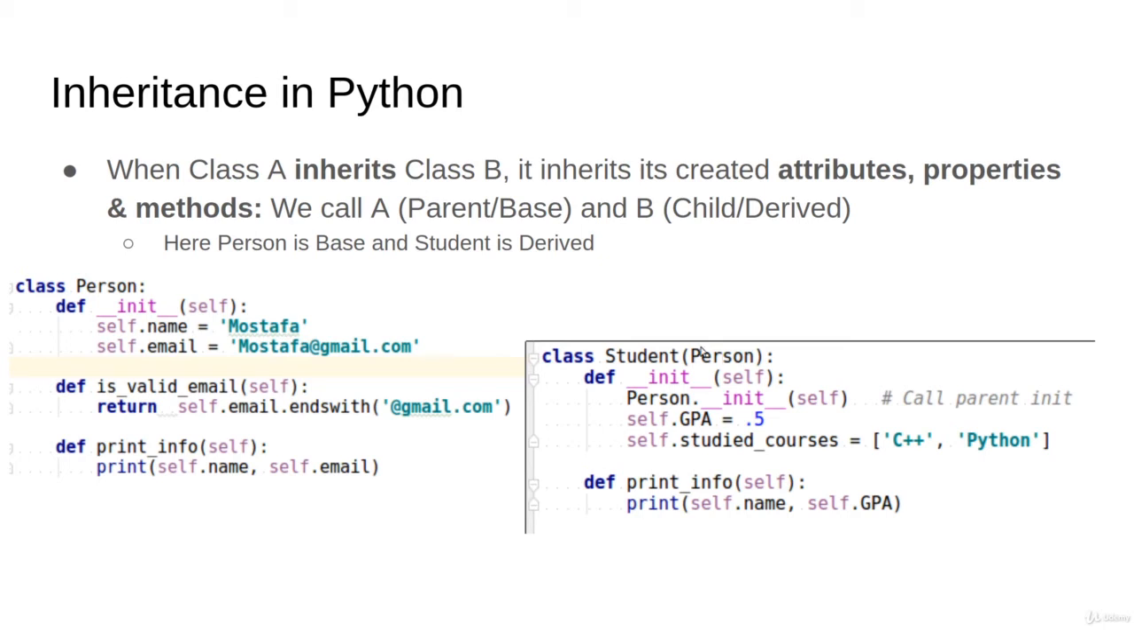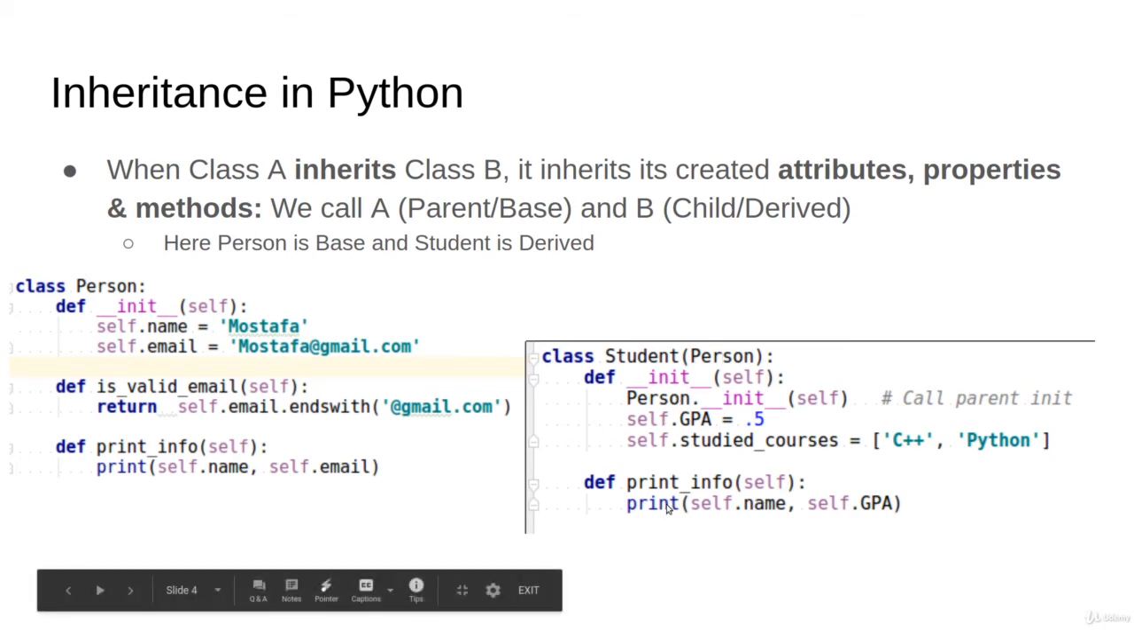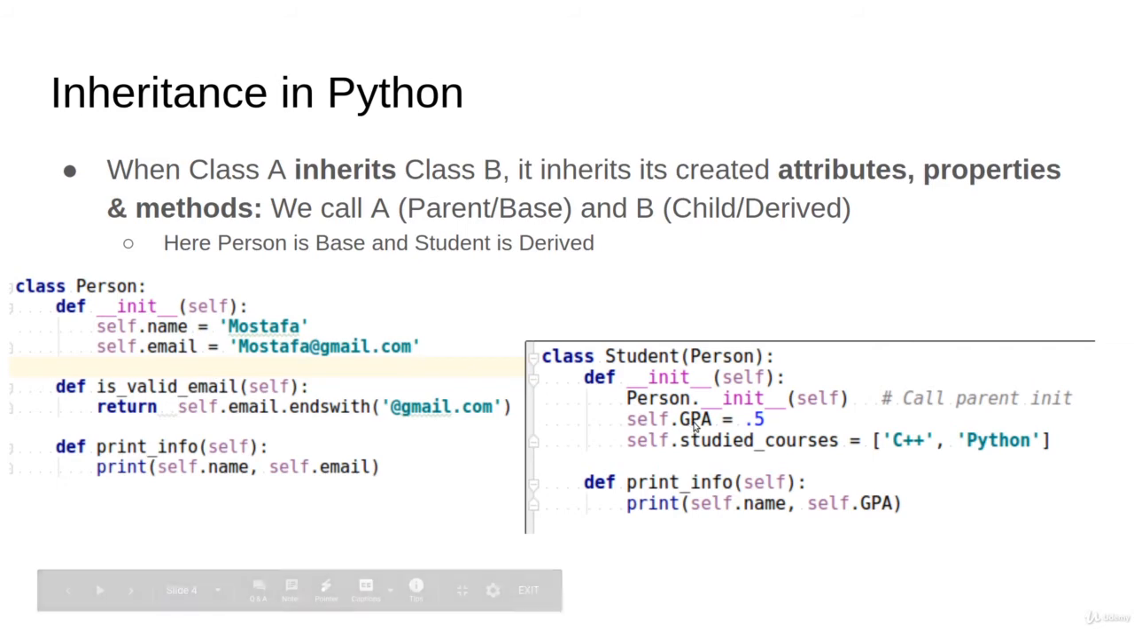Now, we define our init and property and print information in a very simple way. Observe here. The class person has name and email. The class student has GPA. However, it also has the name and the email, and also see the is valid email and print information.